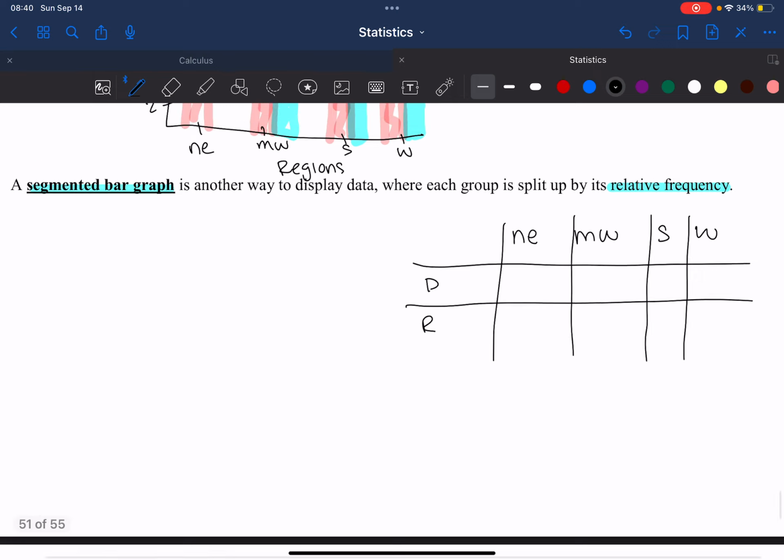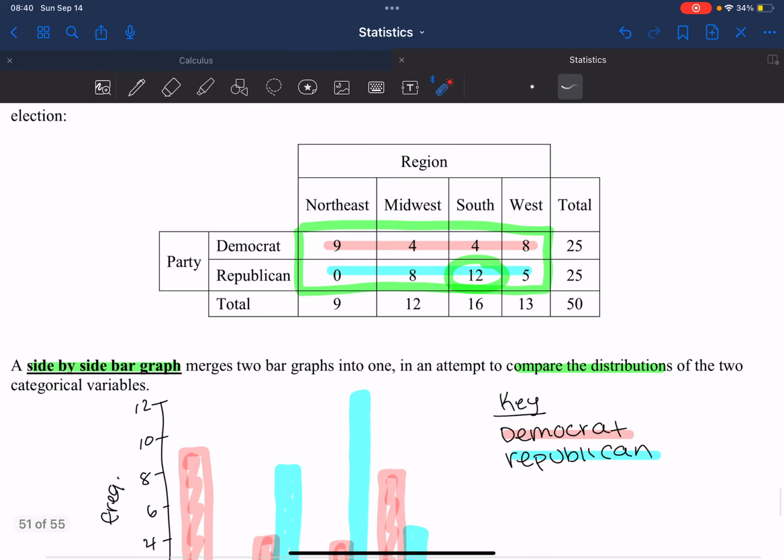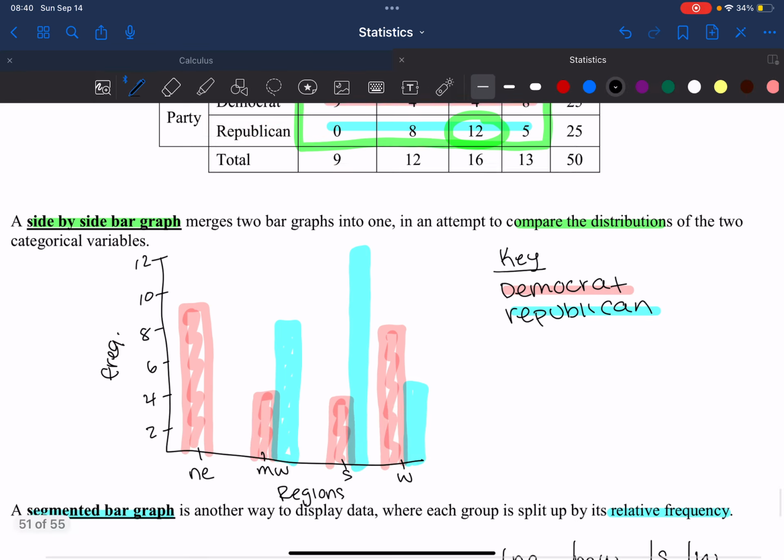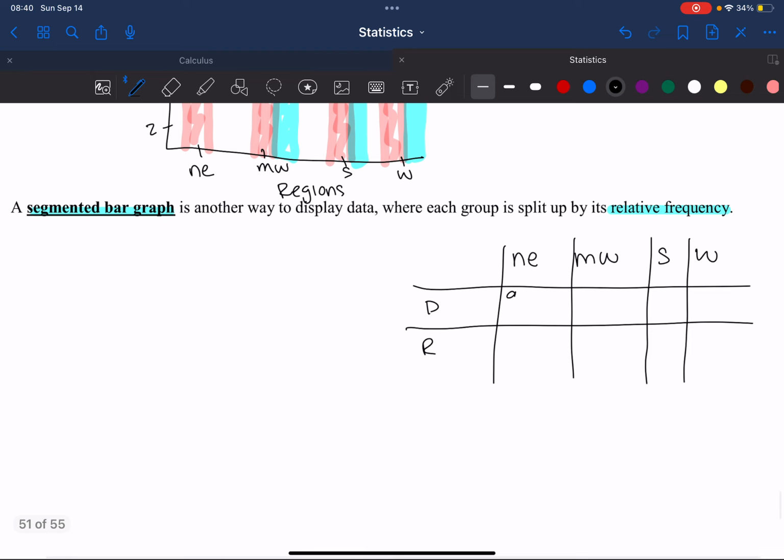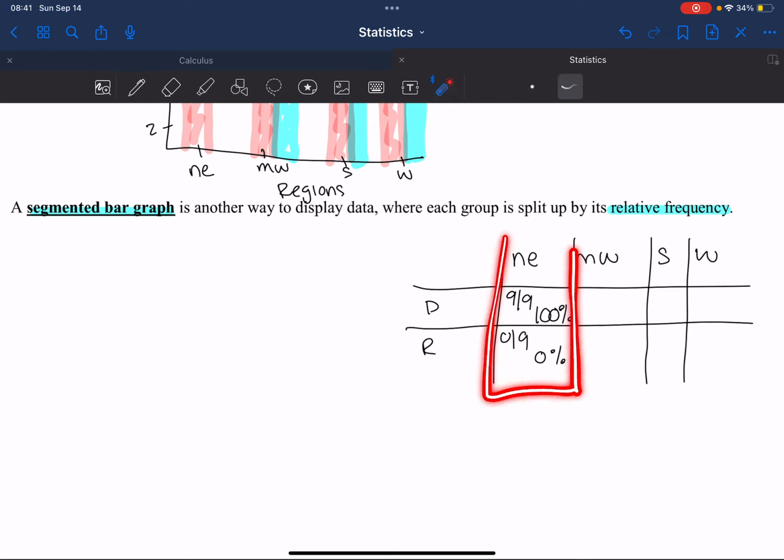For example, if I go back to the table and I look right here at Northeast and Democrat, I notice that that happens 9 times out of a total of 9 times. So in this first one, 9 divided by 9 gives me 100% of the data. While the Republican part is 0 out of 9, which means this is 0% of the data. And when I'm looking at each of these columns, they should add up to 100%.